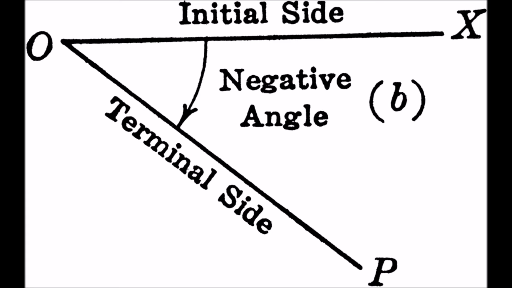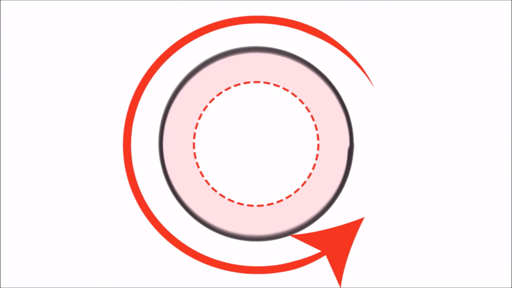The rotation is measured in degrees from the initial side. So if the terminal side meets with the positive y-axis, the measure will be 90 degrees. You can rotate the terminal side more than 360 degrees, and this is shown by simply making a spiral.